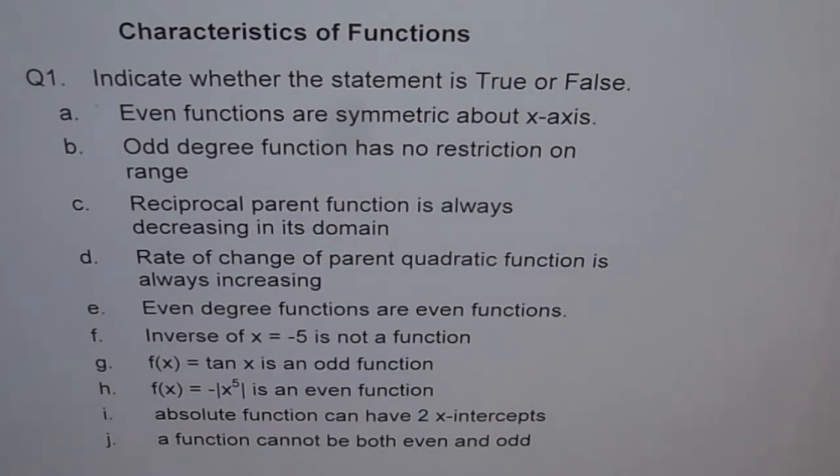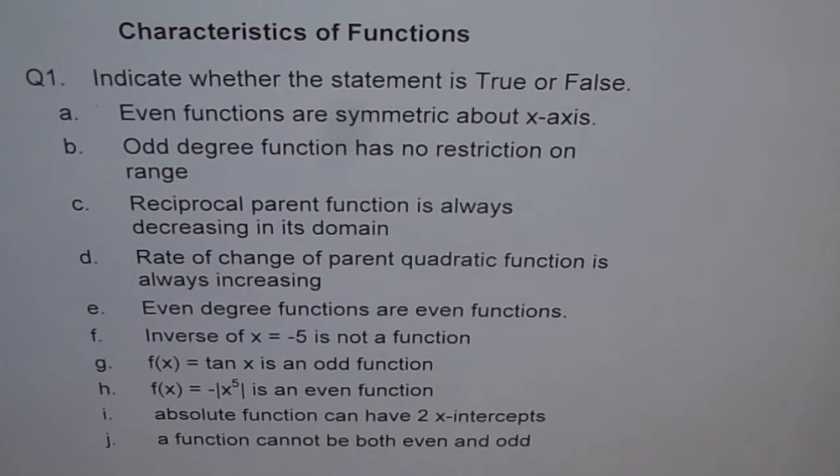H. f of x equals to minus absolute x to the power of 5 is an even function. I. Absolute functions can have two x-intercepts. J. A function cannot be both even and odd. Put your choices, think about it, and then see the video for the right answers. Let's go through them one by one.